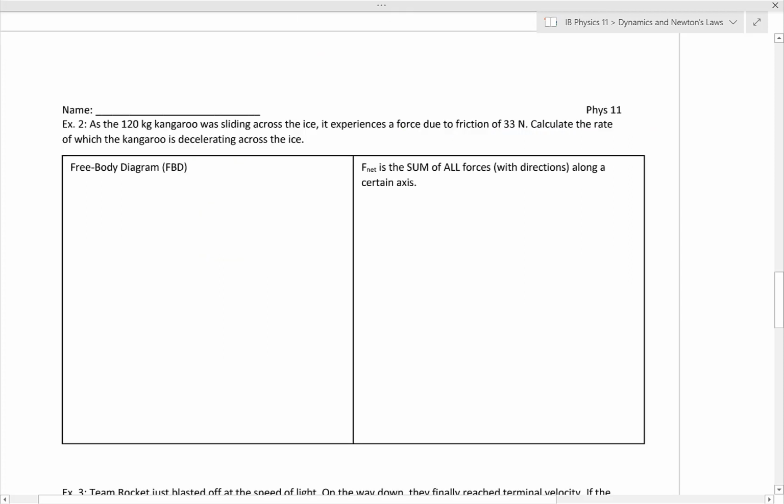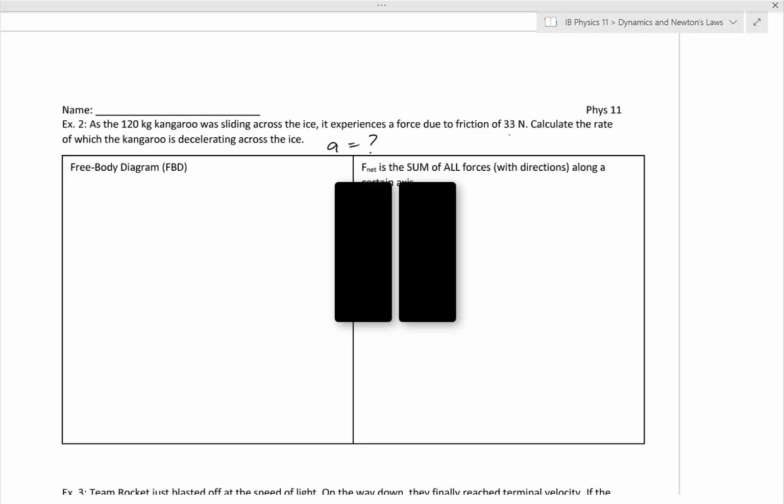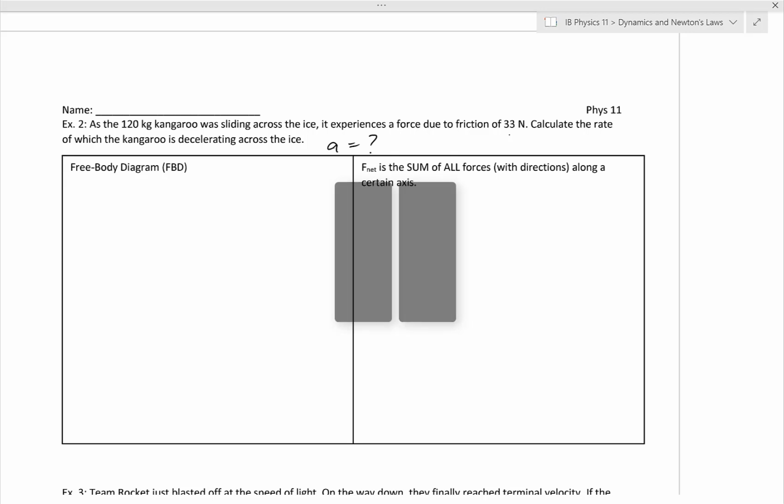Here's a chance for you to try the problem. You have a kangaroo sliding across the ice. It experiences a force due to friction. Calculate the rate at which the kangaroo is decelerating across the ice. So this is asking for acceleration. And hint, you've probably seen a free body diagram similar before. So here's a chance to pause the video, and I will come back to do the solutions in fast play.